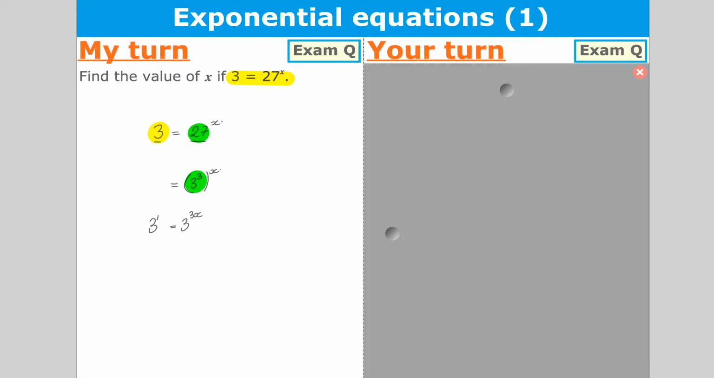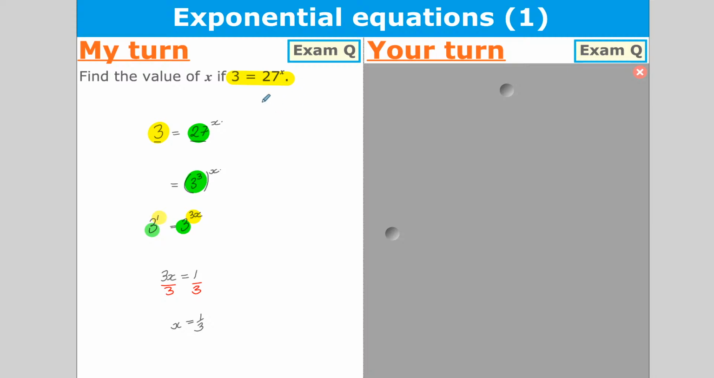There's a hidden 1. These ones get hidden in algebra and maths and often cause us problems. Now, we've got 3 to the power of 1 is equal to 3 to the power of 3x. The base 3 is the same. Therefore, if these two things are equal, the exponents must be the same. So 1 must be equal to 3x. Or, I like writing the x on the left: 3x must be equal to 1. Divide both sides by 3, and you get x is equal to a third.